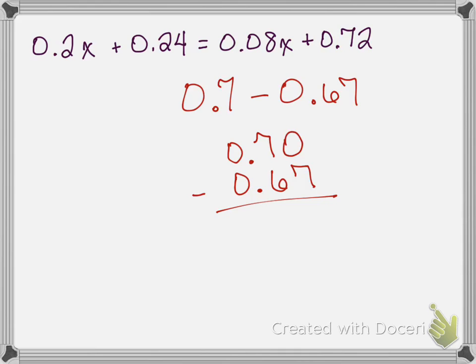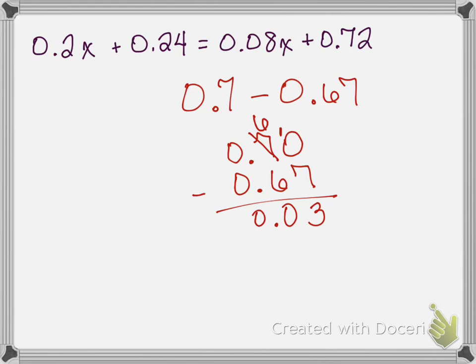So when you're adding or subtracting, sometimes you do have to line up those decimals. At this point, I would have to borrow from the 7. So I'd make that 6. My 0 would become 10. 6 minus 6 is 0. So my answer here is 3 hundredths. Okay?